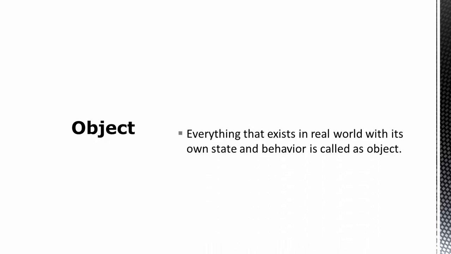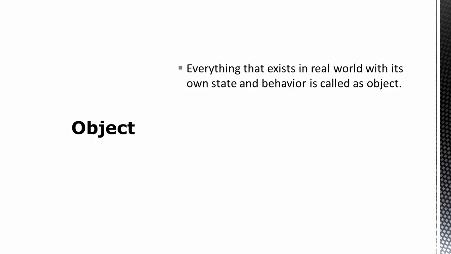So, what is object? Object is everything that exists in the real world with its own state and behavior. For example, table, chair, pen, mobile, television set, car, etc. Almost anything or everything that is there in the real world is object. Now the question comes, how do these things relate to programming? We as programmers will decide which of these are going to become a part of the software development process. But how do we decide that?